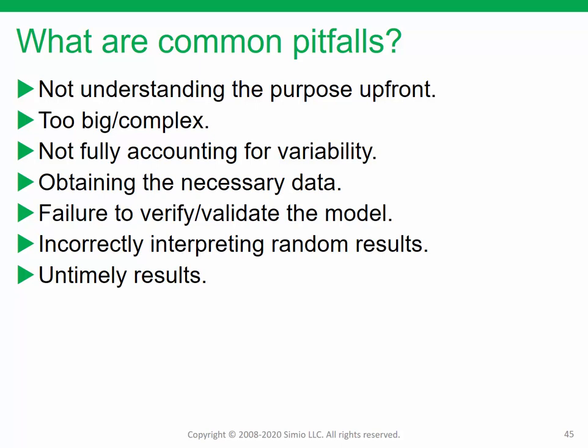Failure to verify and validate the model is really important. We'll talk more about verification and validation later. Those steps are important to be able to have confidence in any of the results that you get. Incorrectly interpreting random results. This goes back to not fully accounting for variability. When we have variability in our model, then the results also exhibit variability and randomness, and understanding how to interpret that randomness is very important.